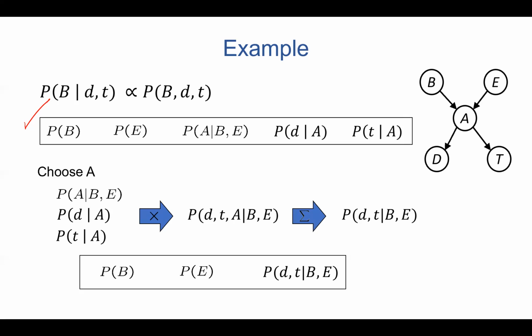So from these, pick up the tables that have A. These 3, right? Pick up the factors that have this A. Stay awake, please. This is going to be very important to solve your homework 3 problems. So we're going to choose a hidden variable, find all the factors or conditional probability tables that have A, right? So we are going to pick P of A given B, P of D given A, and P of T given A, right?